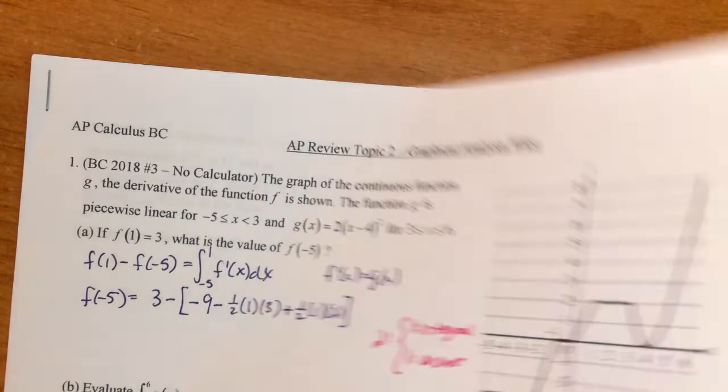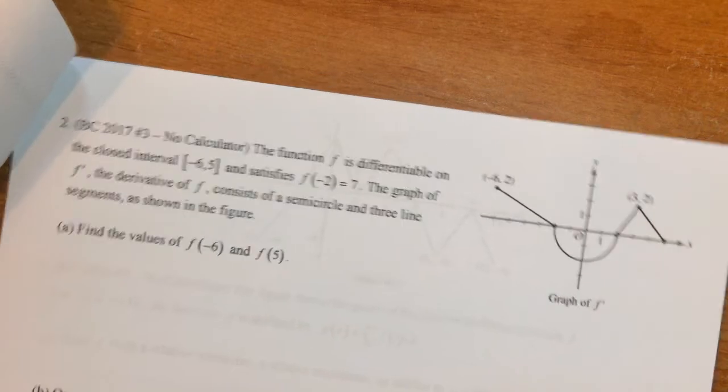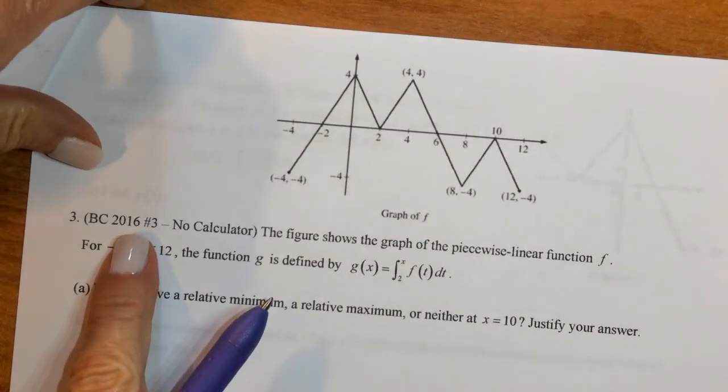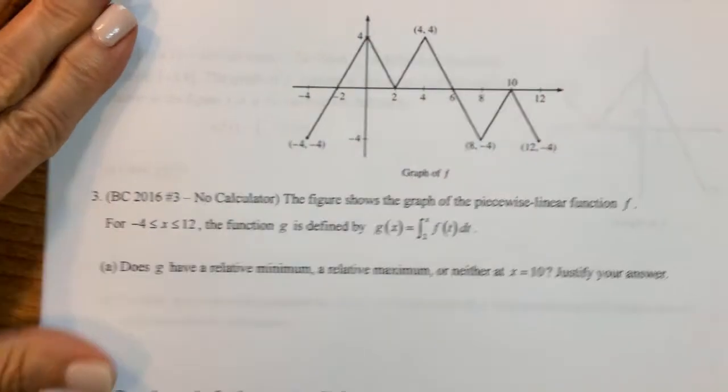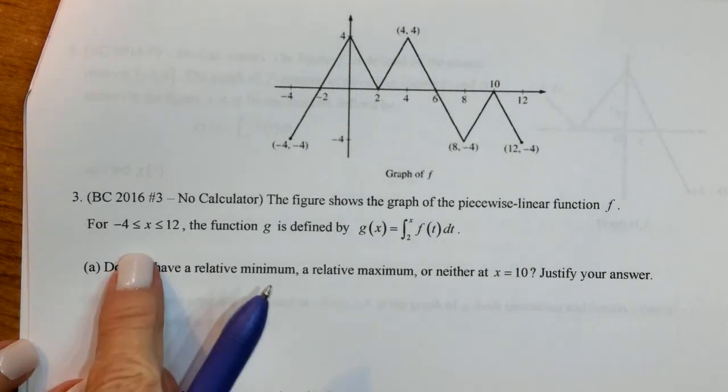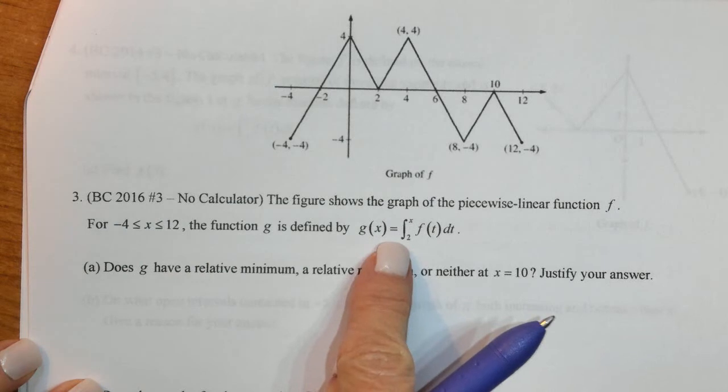All right, next up we're going to take a look at packet number 3. This is the question from 2016, number 3, no calculator. Let's see what it says. The figure shows the graph of the piecewise linear function f. From -4 to 12, the function g is defined by this.